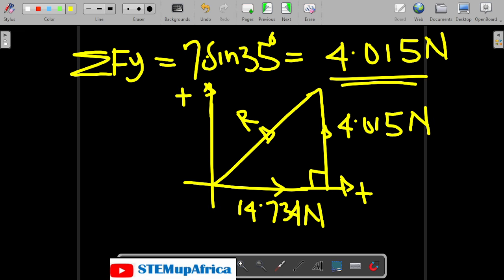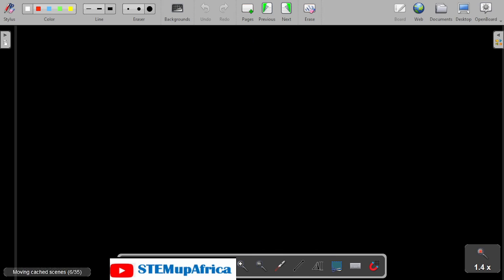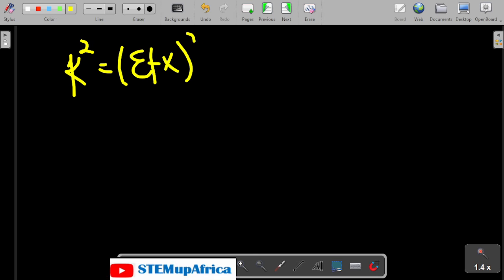Then the direction will be taken from here now. This is the direction, which is theta. So we are looking for the magnitude of the equilibrium force, which is R, and the direction, which is theta. To find R, we are simply going to use Pythagoras theorem. So my R squared will be your summation F of x squared plus summation F of y squared.